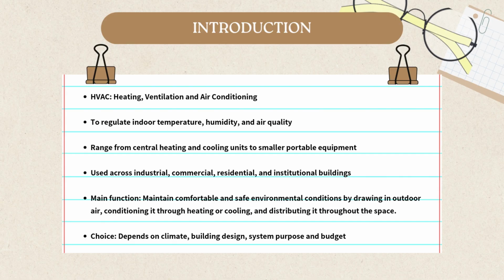Its main function is to draw in fresh outdoor air, condition the air by heating or cooling, and distribute the conditioned air evenly throughout the building. The type of HVAC system used depends on the climate, building design, purpose, and budget.